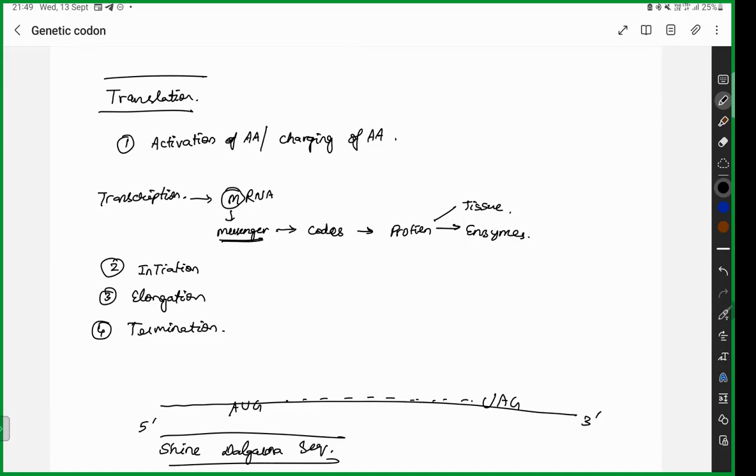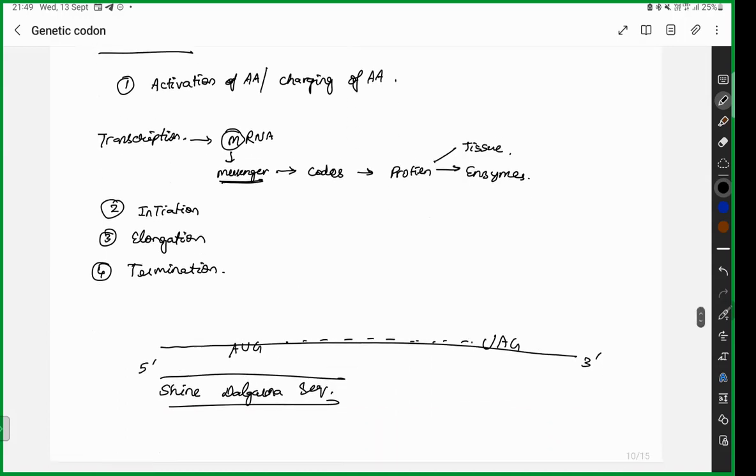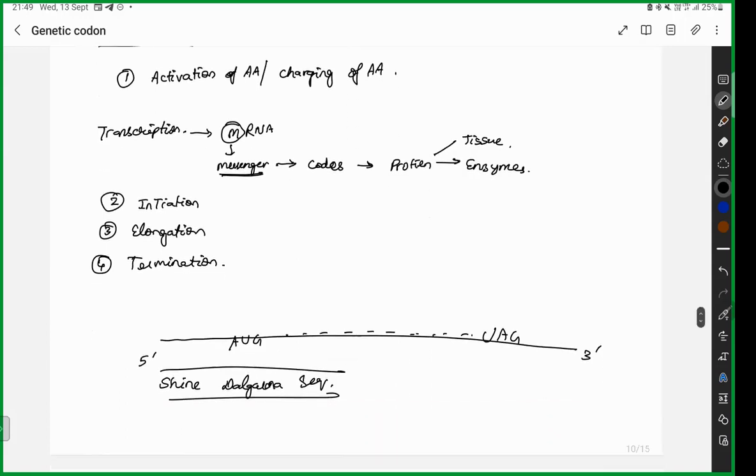Once you remember those things, next I told you that there are certain sequences. When RNA is produced from your DNA, which sequences are involved? Do you remember? TATA box, CAAT box. Similarly, in the mRNA, where your codons are, where you start the synthesis of proteins, that sequence is called the Shine-Dalgarno sequence.